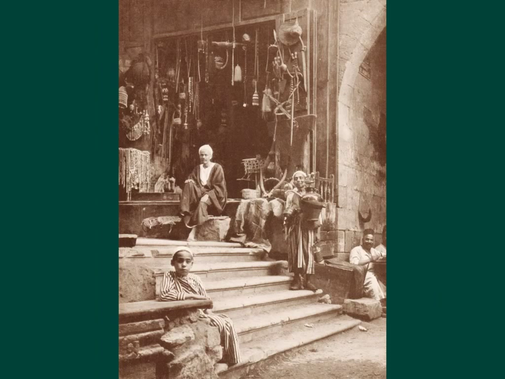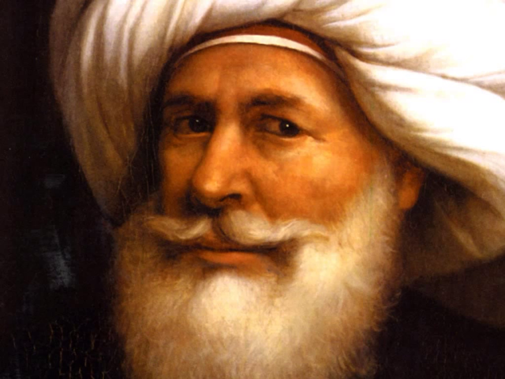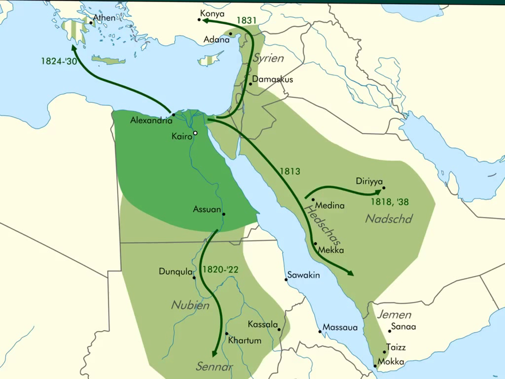But above all, if Muhammad Ali were to successfully break with the Ottomans, he needed the soldiers to do it. Here, he followed the French example of the levée en masse. If you recall, in 1793, the Committee of Public Safety ordered a universal conscription of all Frenchmen in order to beat back the Austrian, Prussian, and British armies. In the 1820s, Muhammad Ali did the same, turning Egyptian peasants who traditionally did not fight in the army into professional soldiers. By the 1830s, Muhammad Ali felt strong enough to challenge the Sultan in Istanbul.